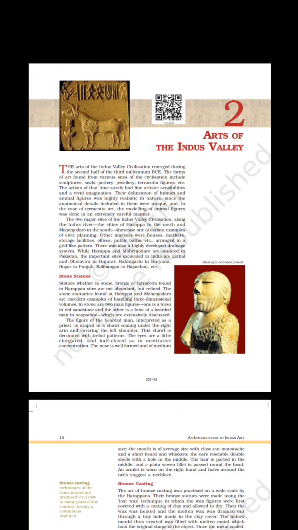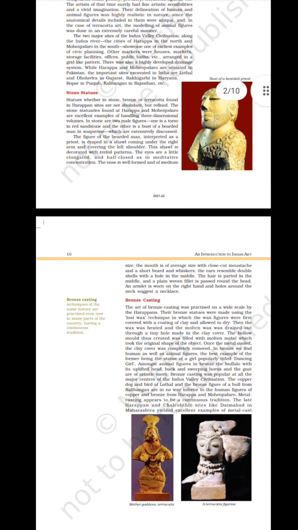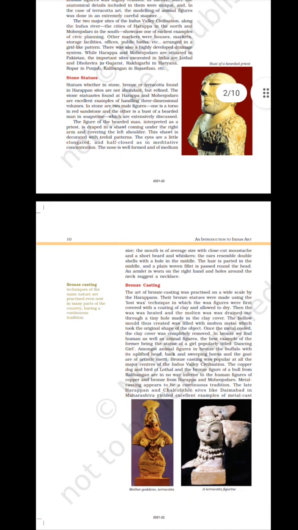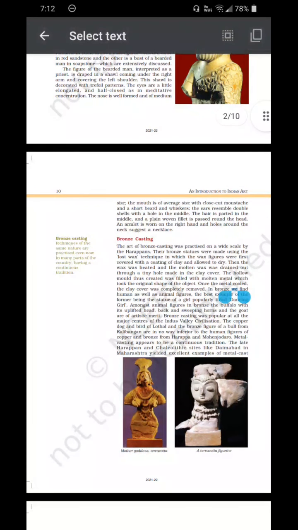The eyes are a little elongated and half closed, as in meditative concentration. The nose is well formed and of medium size. The mouth is of average size with close-cut moustache and a short beard and whiskers. The ears resemble double shells with a hole in the middle. The hair is parted in the middle and a plain woven fillet is passed around the head, and an armlet is worn on the right hand and a string is worn around the neck like a necklace.